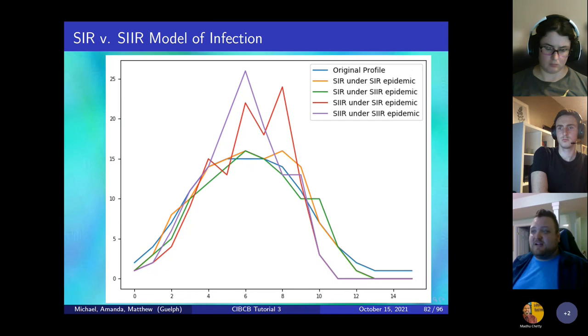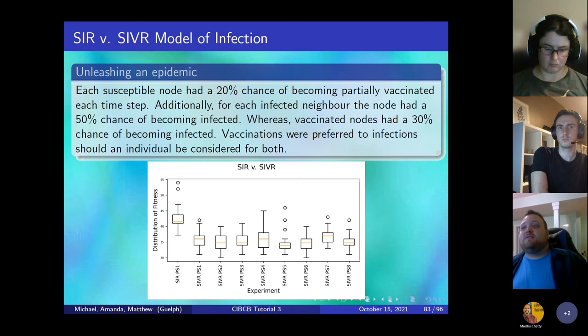Okay, what about an SIVR model? In this model, you have a partial vaccination that represents partial immunity to a virus. Each susceptible node has a 20% chance of becoming partially vaccinated each time step. Additionally, for each infected neighbor, the node had a 50% chance of becoming infected, whereas vaccinated nodes had a 30% chance of becoming infected. Vaccinations were preferred to infections should an individual be considered for both.